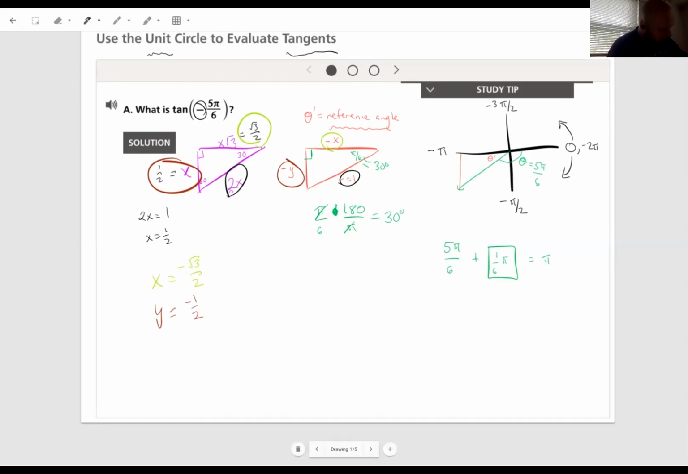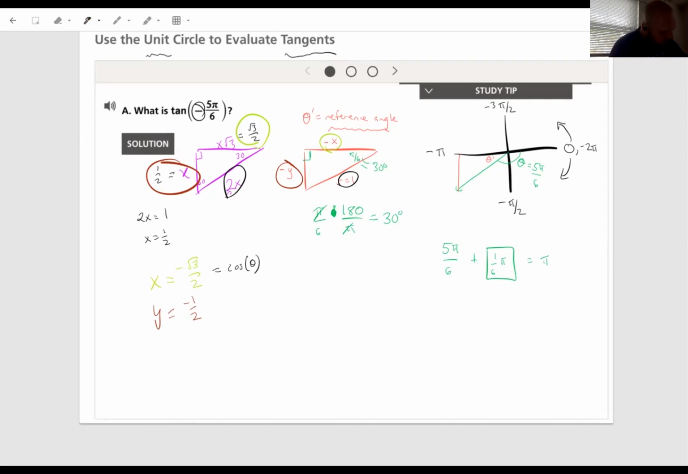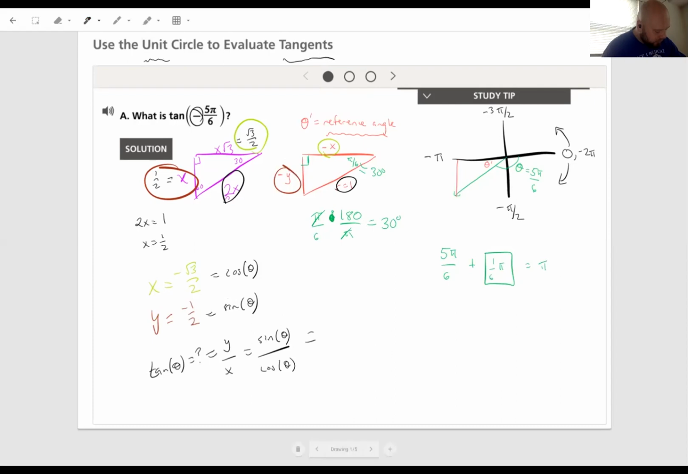So we know that x is the cosine of our angle. We know that y is the sine of our angle. But what on earth is the tangent of our angle? You're going to have to reach back in your memories to a couple weeks ago to remember that the tangent is always the y value over the x value, or the sine value over the cosine value. So you're going to take the numbers that you've already solved for and put the y value on top, which is negative 1/2, and the x value on the bottom, which is negative √3 over 2. And then you have to simplify this fraction.